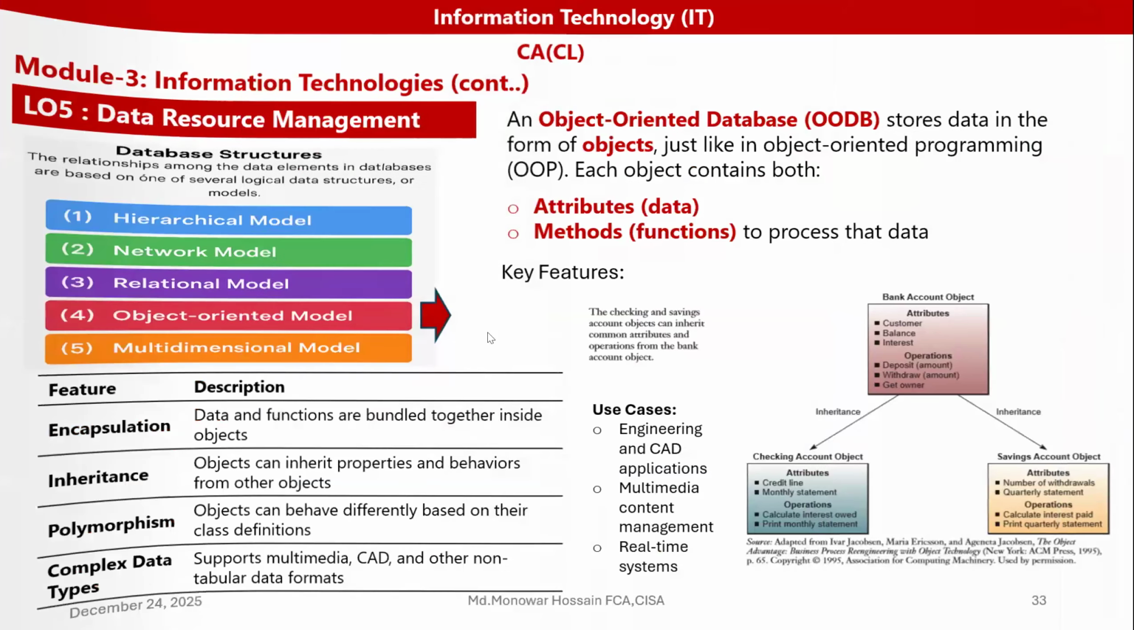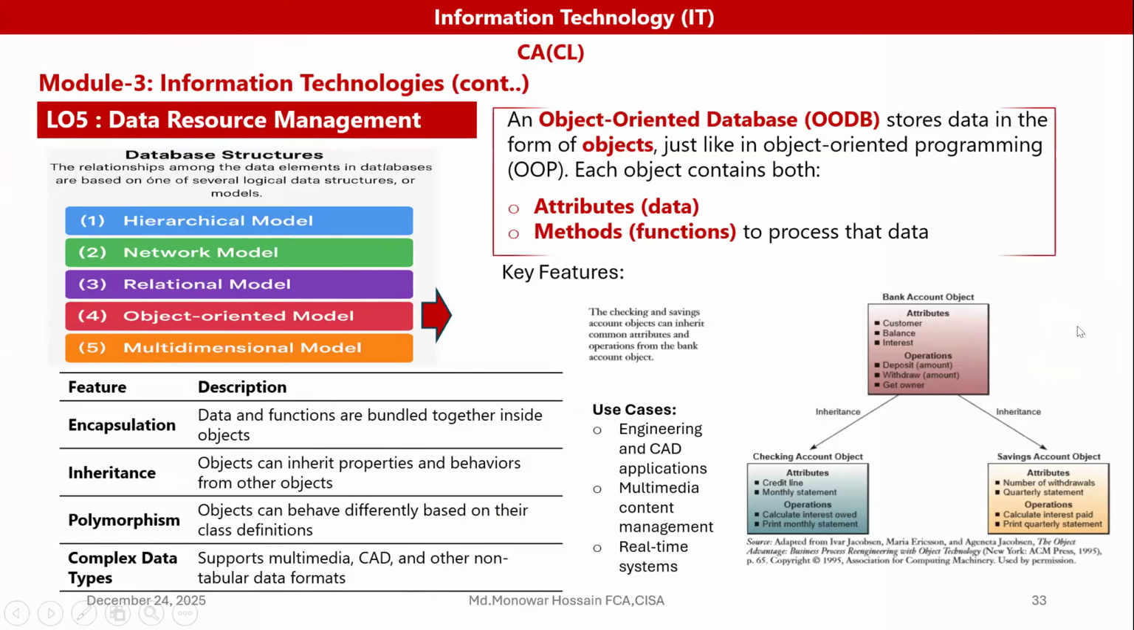Now the object-oriented model. Object-oriented stores data in the form of objects, just like the object-oriented programming we saw in our last class, last Friday. Object-oriented programming, OOP. Each object contains both data and functions. The data are the attributes, and the functions are the methods to process the data.